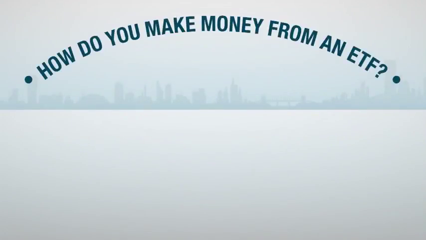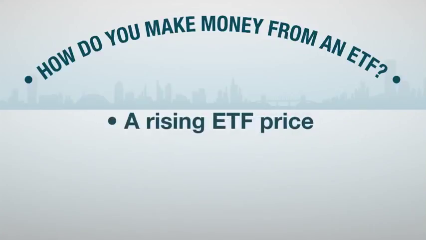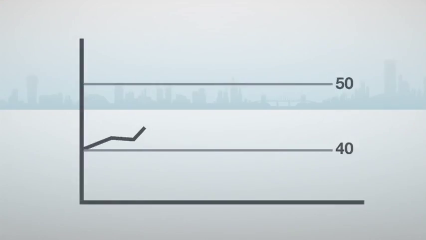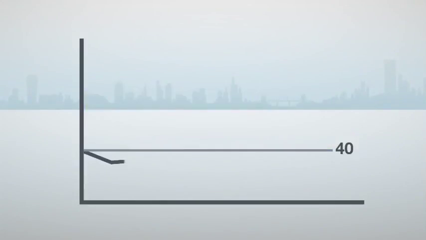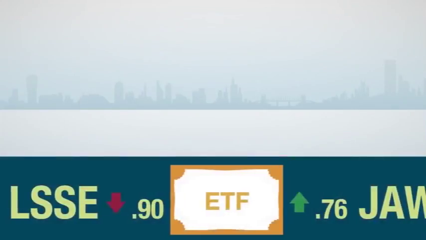Like stock, he can earn a return two ways: a rising ETF market price and dividends. Typically, if the value of the fund's investments increases, so does its price. If our investor purchased a hypothetical ETF at $40, and a year later it was selling for $50, our investor may profit $10 per share. Of course, if the ETF would have dropped in value, our investor would have lost money.